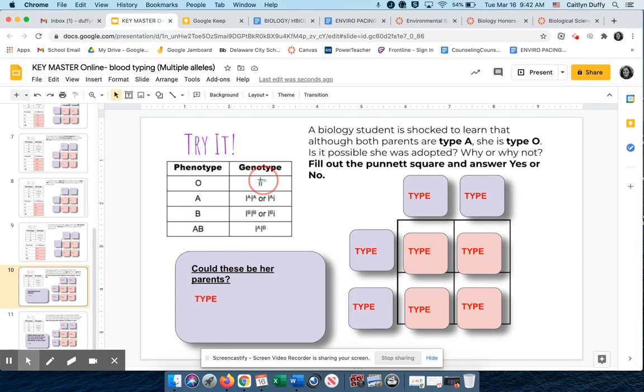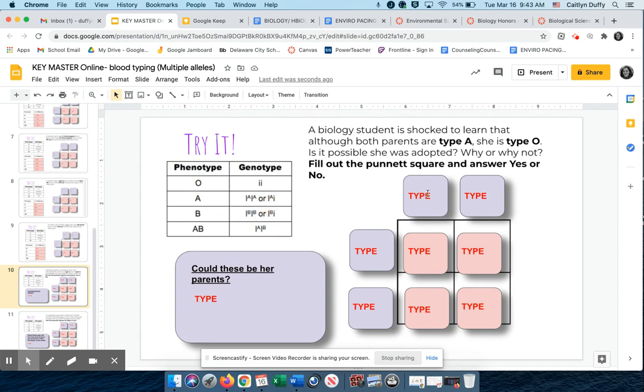So she is little i, little i. All right. Parents are either big I, big A or big I, little i. Is it possible if both of her parents are big I, big A, big I, big A, that she's their child? No, because there's no little i. However, is it possible that her parents are carriers for little i? There's a little i there. Could that show up in the offspring?